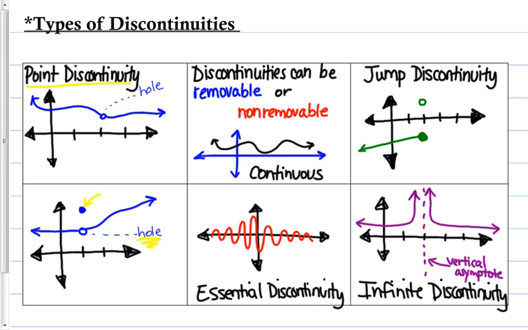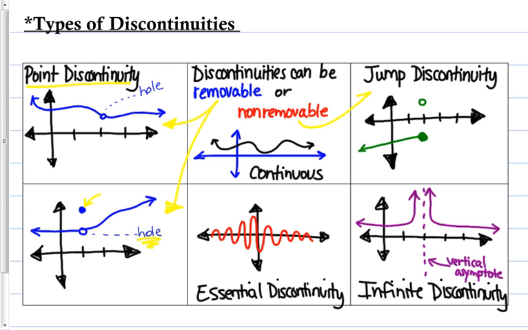So point discontinuities are removable discontinuities. And they're removable because if you look at it, it just kind of looks like they take a little piece of the graph out. And because it would be so easy just to replace that little piece to make this function continuous, we call it removable. Okay, so on the other side, we have non-removable.